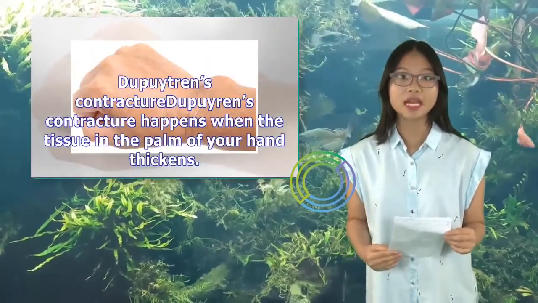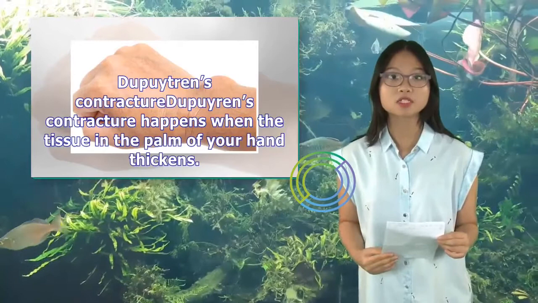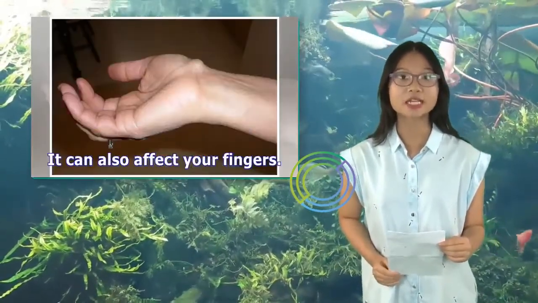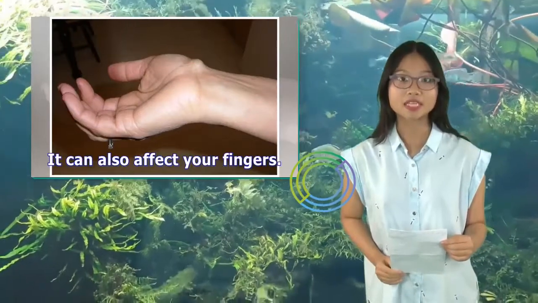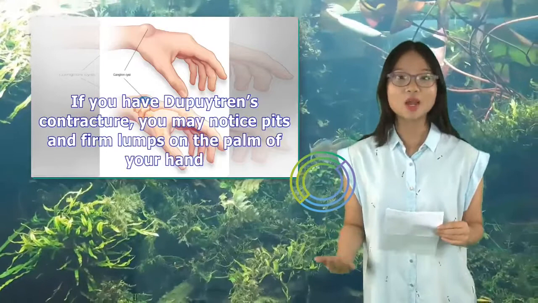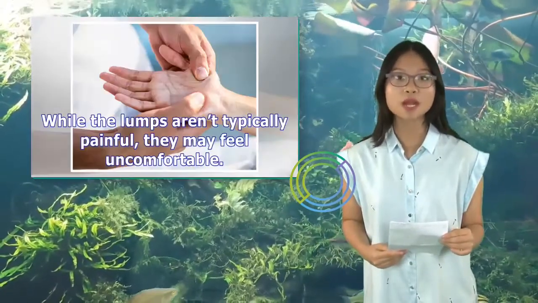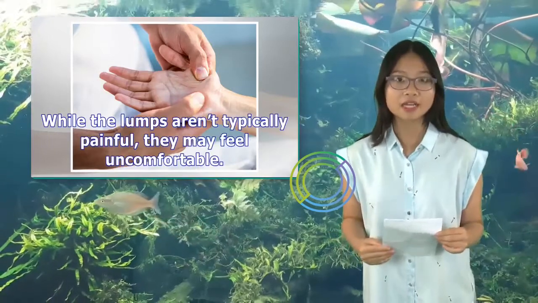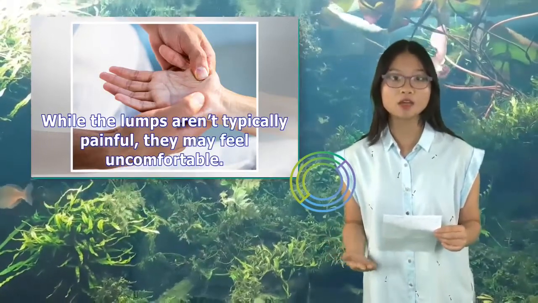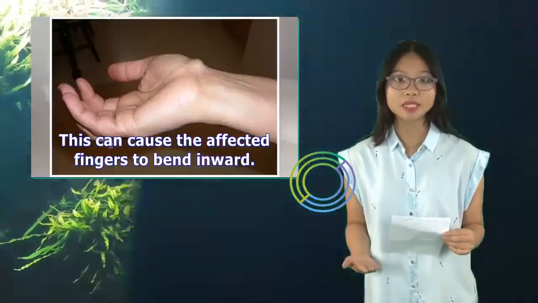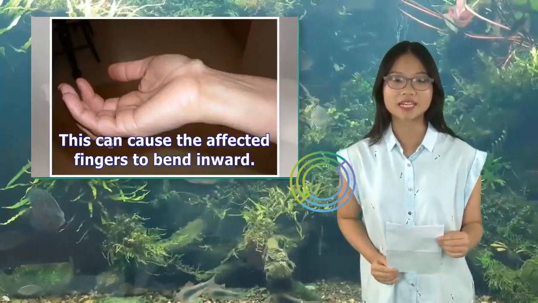Dupuytren's contracture. Dupuytren's contracture happens when the tissue in the palm of your hand thickens. It can also affect your fingers. If you have Dupuytren's contracture, you may notice pits and firm lumps on the palm of your hand. While the lumps aren't typically painful, they may feel uncomfortable. Thick cords of tissue can also develop from the palm and into the finger. This can cause the affected fingers to bend inward.